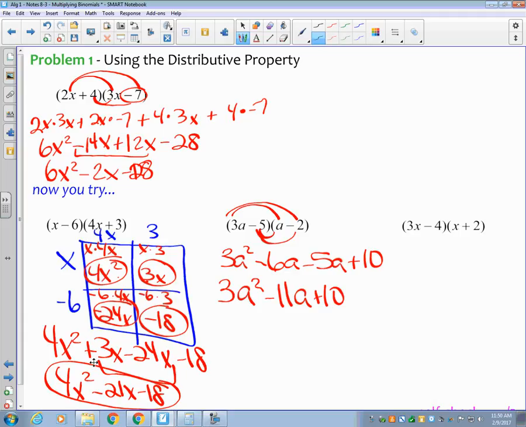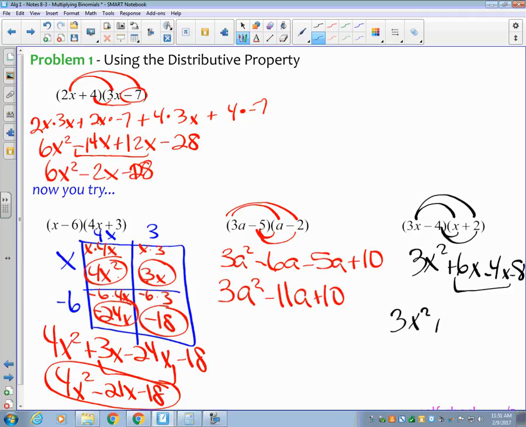Okay, for the second one, we're going to go 3x times x is 3x squared. 3x times 2 is 6x. Negative 4 times x is negative 4x. And negative 4 times positive 2 is negative 8. Combine together your like terms, and you get 3x squared plus 2x minus 8. Once you check your answers, go ahead and turn the page.